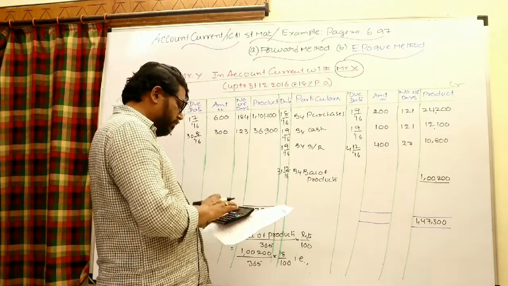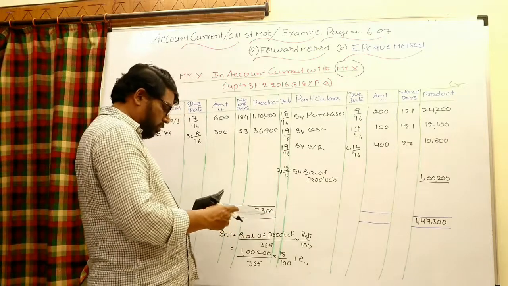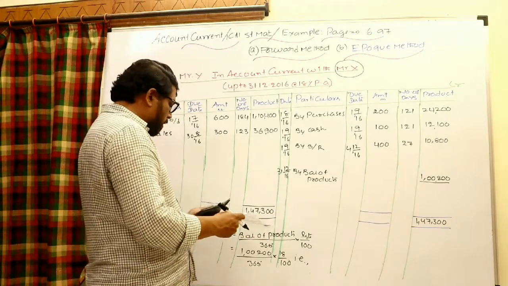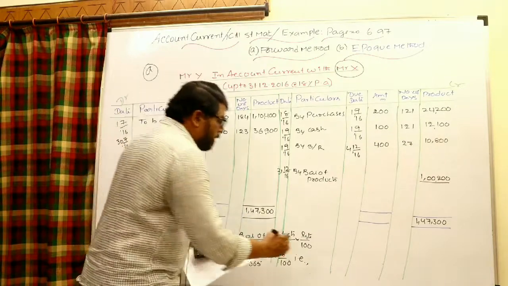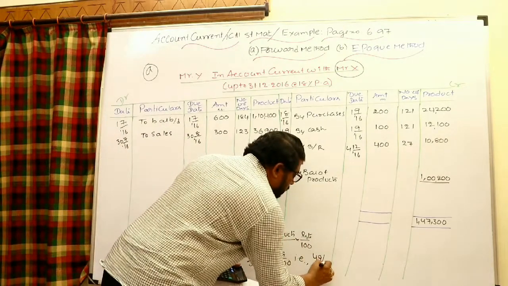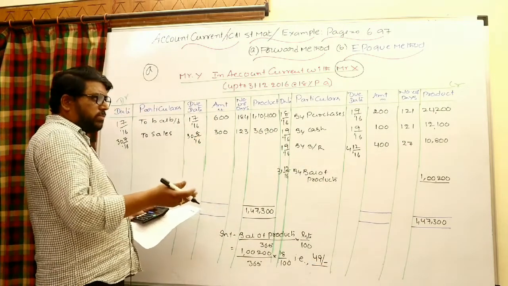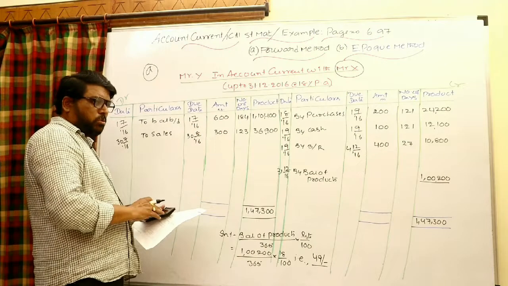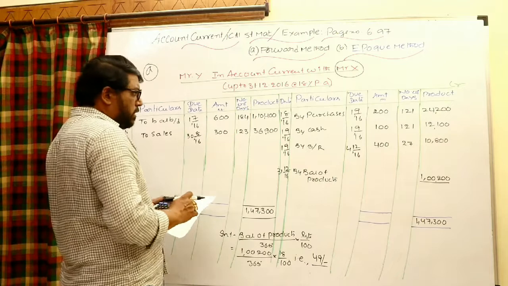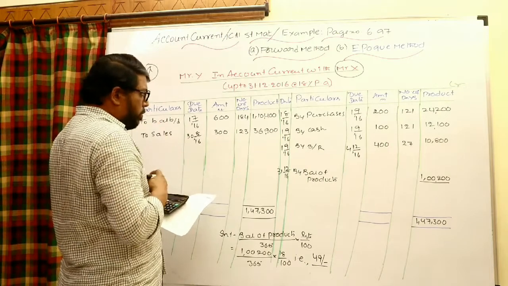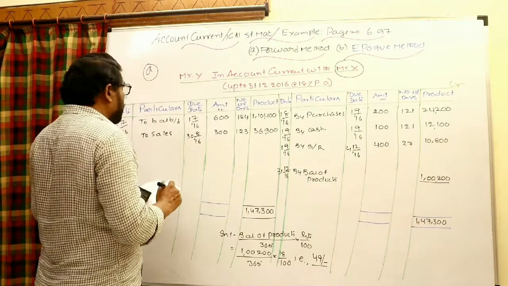1,02,000 by 365 into 18%. Look at the interest, 49.41. You may take it as 49 rupees. Debit product is more. The balance of product is on the debit side, so he is a debtor and that interest is our income. Mr. Y account debit to interest account.